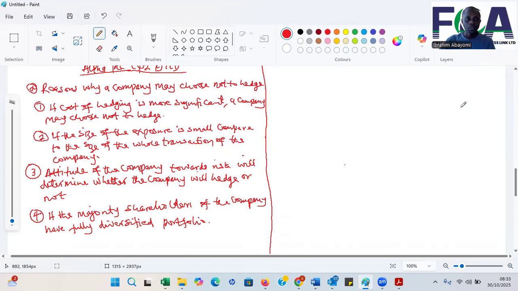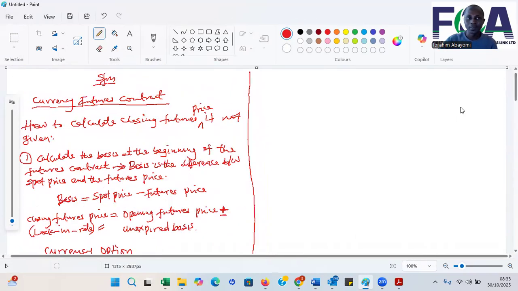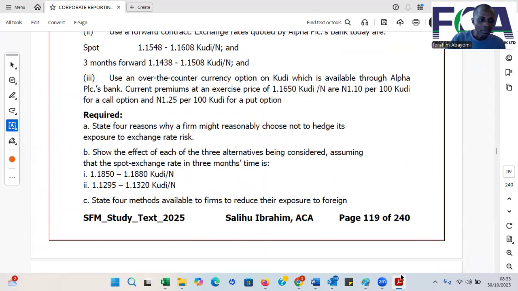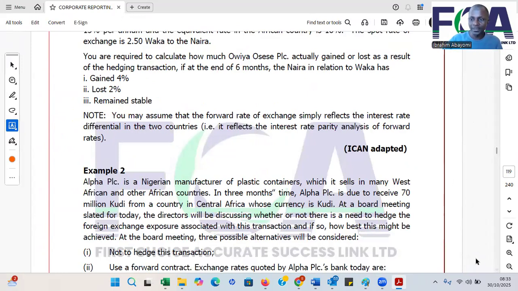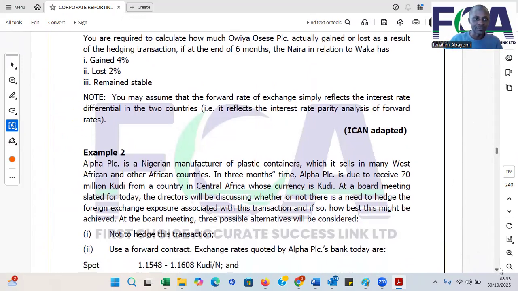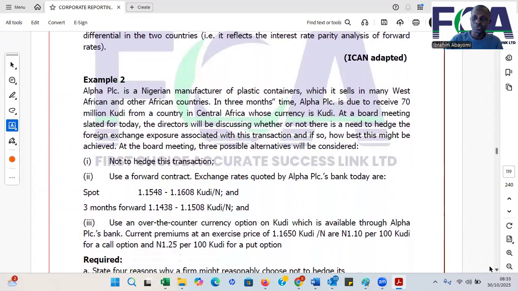All right, so these are the reasons why a company may choose not to hedge its exposure to foreign currency. What's the next requirement? The next requirement is to show the effect of each of the three alternatives. What's alternative one? Alternative one is not to hedge. If we decide not to hedge, what happens?